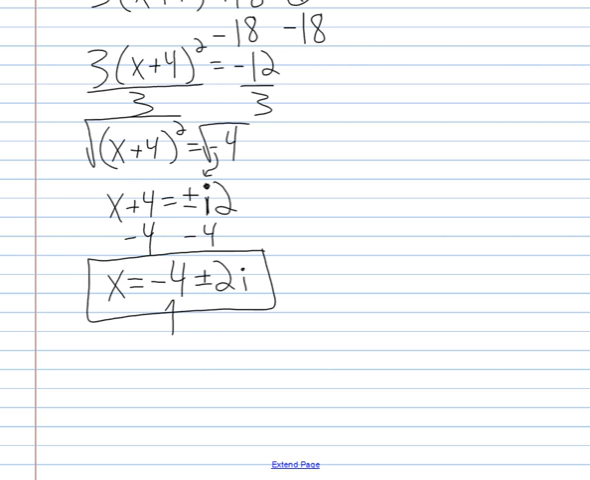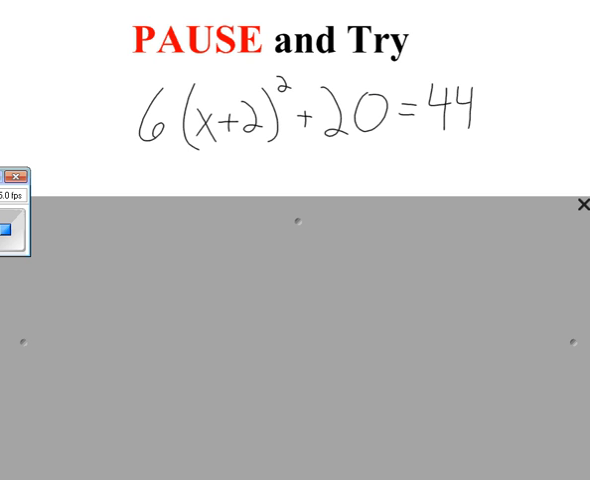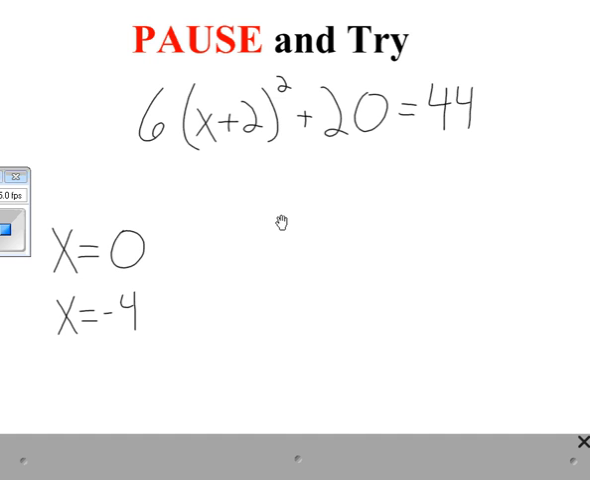So again, we have a real number and an imaginary number. The negative 4 and the 2i cannot combine because they are not like terms. We have an imaginary term and a real term. So pause and try this one. All right, your answer should be x equals 0 and x equals negative 4.